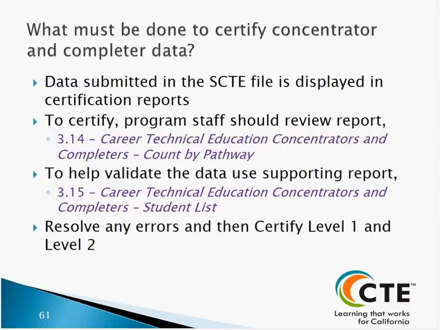The CTE completer and concentrator data are displayed in report 3.14. It basically shows an aggregate of the number of concentrators and completers by pathway. To help validate that data, you can drill down to the student level data that makes up that aggregate. So to certify, after you submit your student CTE file, you look at these reports, and when they look right, you certify level 1 and 2. This is an opportunity for CALPADS folks to work with their program partners to validate that these reports are accurate. So before you certify, you can look at the data and work with the program staff to see, does this make sense? Do you really have this many completers?